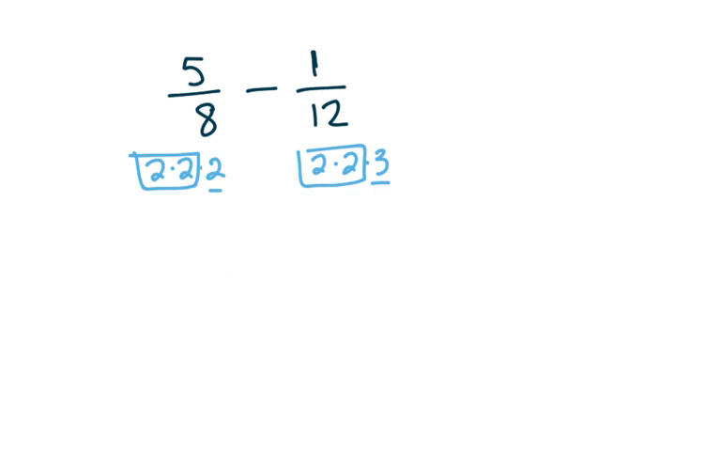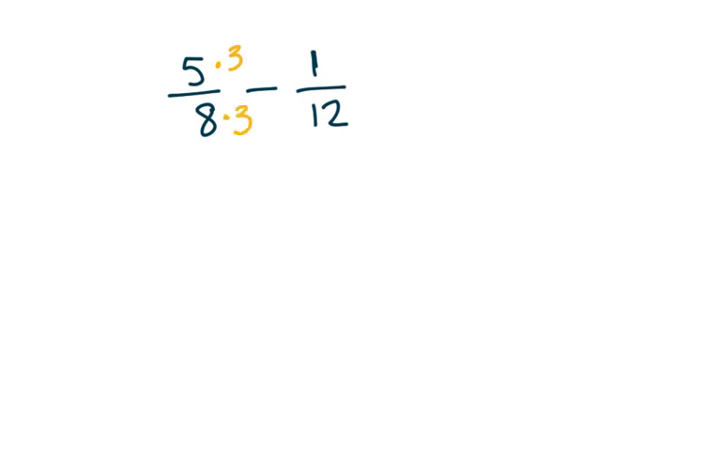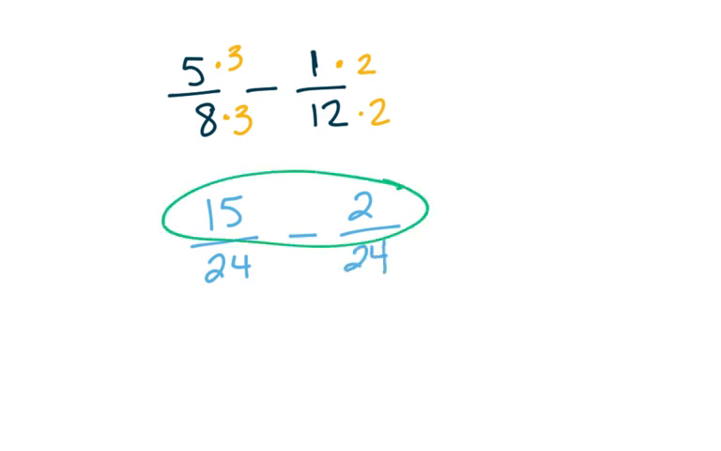But we've determined that our common denominator is 24. So I'm going to go ahead and multiply top and bottom of the 5/8 by 3, because 8 times 3 gives me 24, and top and bottom of the second fraction by 2, because 12 times 2 will give me 24. And my new problem is going to be 15 over 24 minus 2 over 24. So again, remember, we just subtract the top parts to get 13, and then the denominator is going to stay the 24.